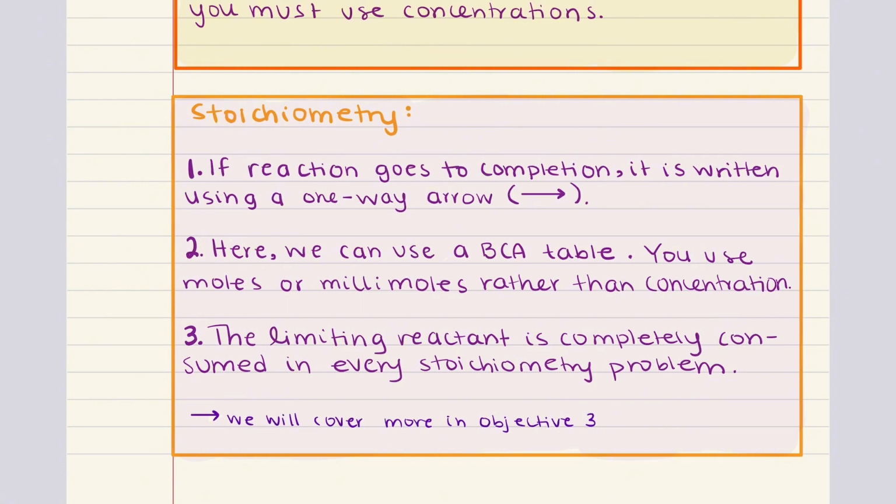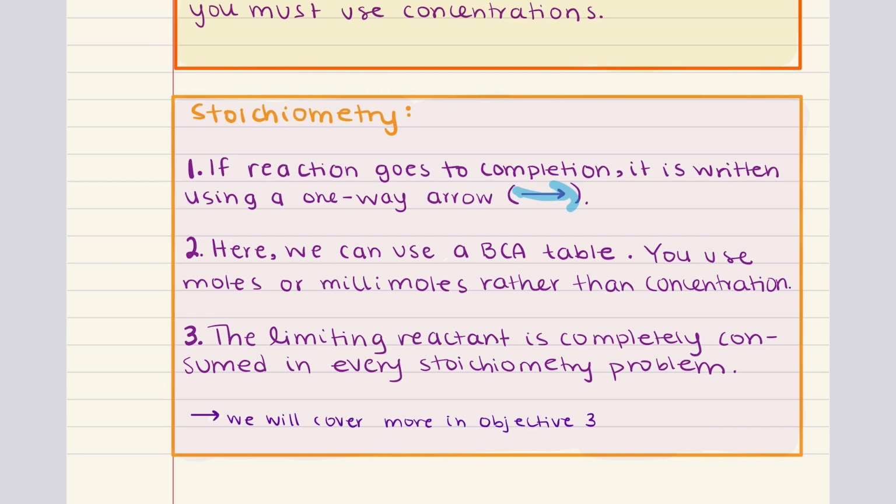This method focuses on the amounts of reactants and products in terms of moles or millimoles, tracking how much of each substance is consumed or produced until the reaction finishes. To reiterate, if the reaction goes to completion, it's going to be represented with a one-way arrow, showing that the reactants are fully converted into products with no reverse reaction. In these cases, a BCA table is used to track the changes in moles or millimoles rather than concentrations, and BCA stands for before, change, and after.